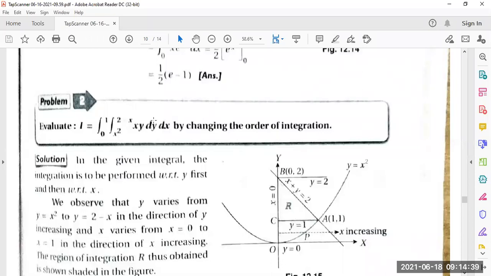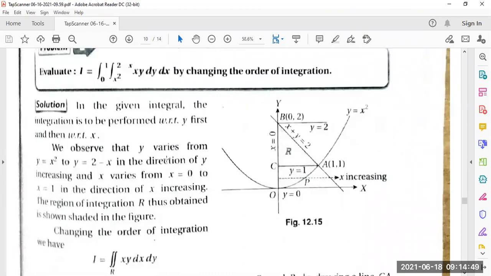Look at here. Here at first we have to integrate with respect to dy. So instead of dy, if we do it with respect to dx, it will be easier. The parabola is given here and the straight line y equal to 2 minus x, that means x plus y equal to 2. This is the straight line and this is the parabola. They are cutting at the point here and at the y-axis, at the x-axis.